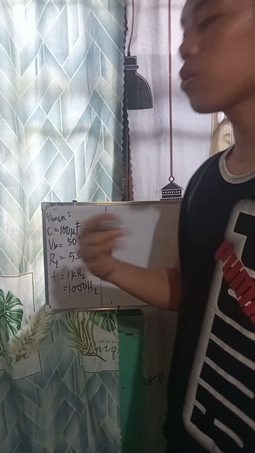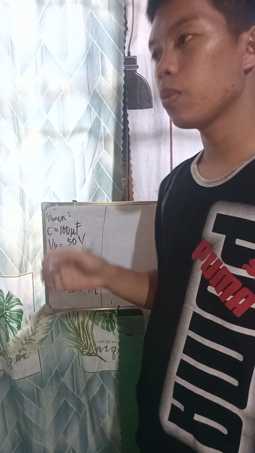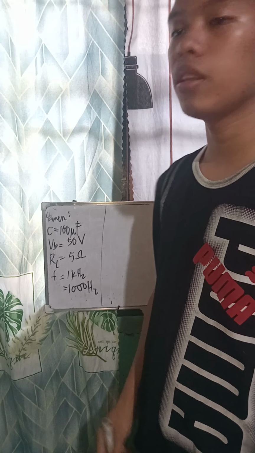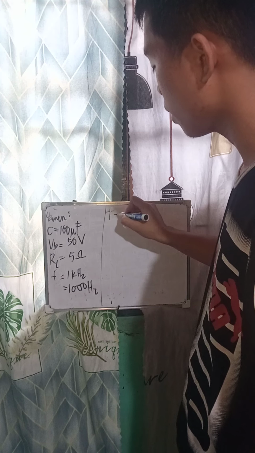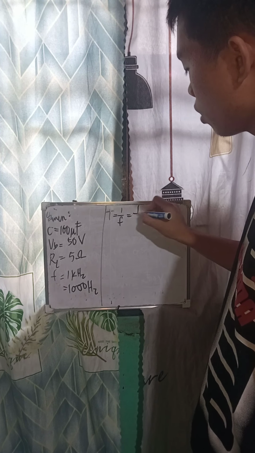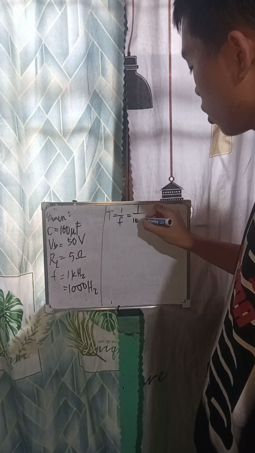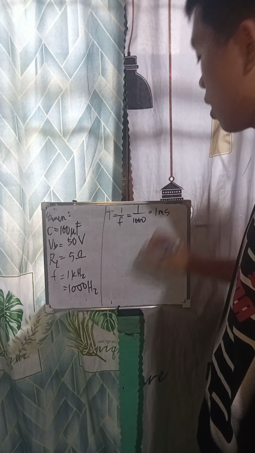So we have to sketch the scale and the waveform of the current. First things first, we cannot scale the current without finding its time and the maximum and minimum voltage. So first we have to find the time. The formula for finding time is 1 over F. So 1 over 1000 would be 1 millisecond.